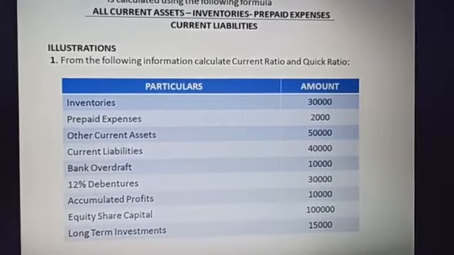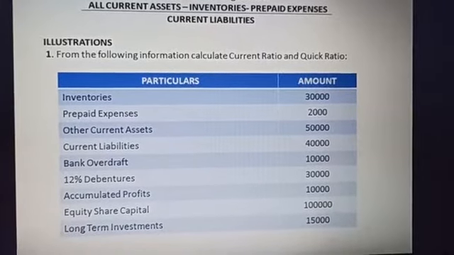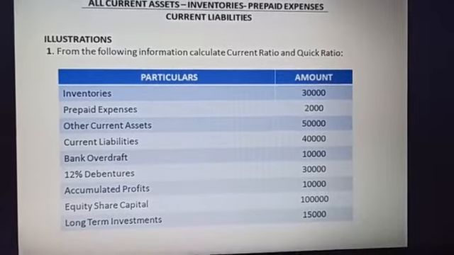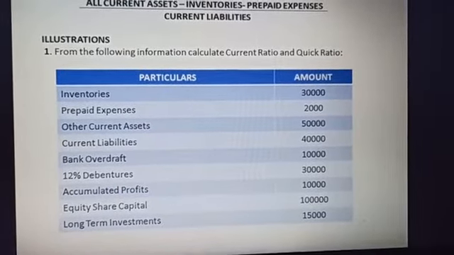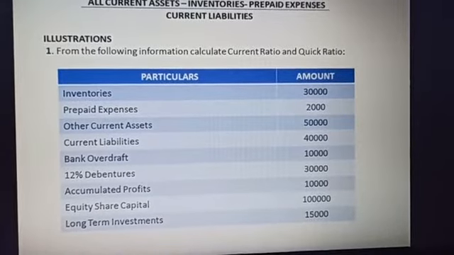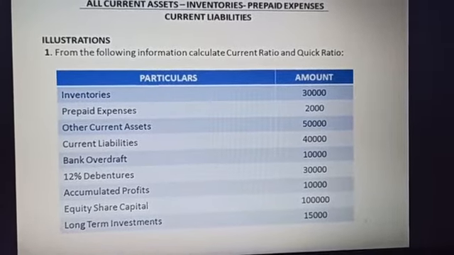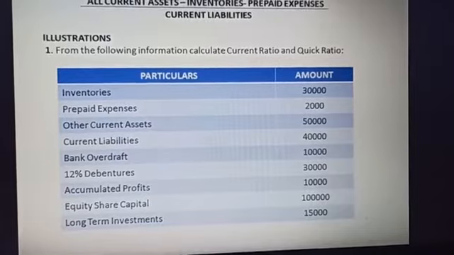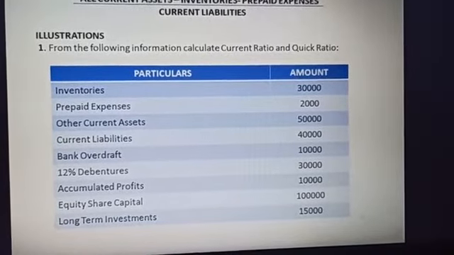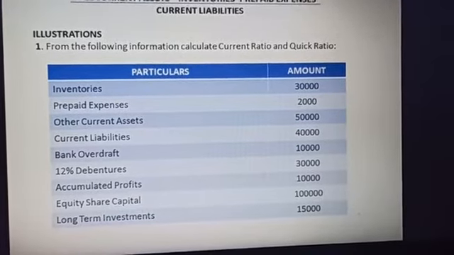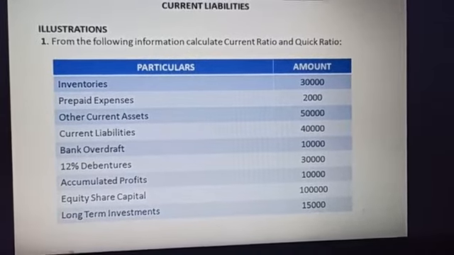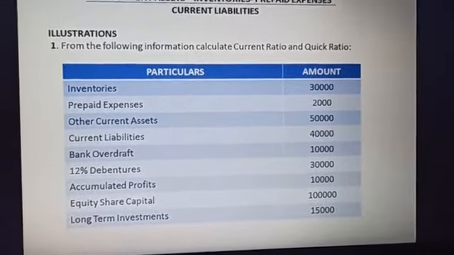The first illustration asks us to calculate current ratio and quick ratio from the given information, that is inventories 30,000, prepaid expenses 2,000, other current assets 50,000, current liabilities 40,000, bank overdraft 10,000, 12% debentures 30,000, accumulated profits 10,000, equity share capital 1 lakh, and long-term investments 15,000.